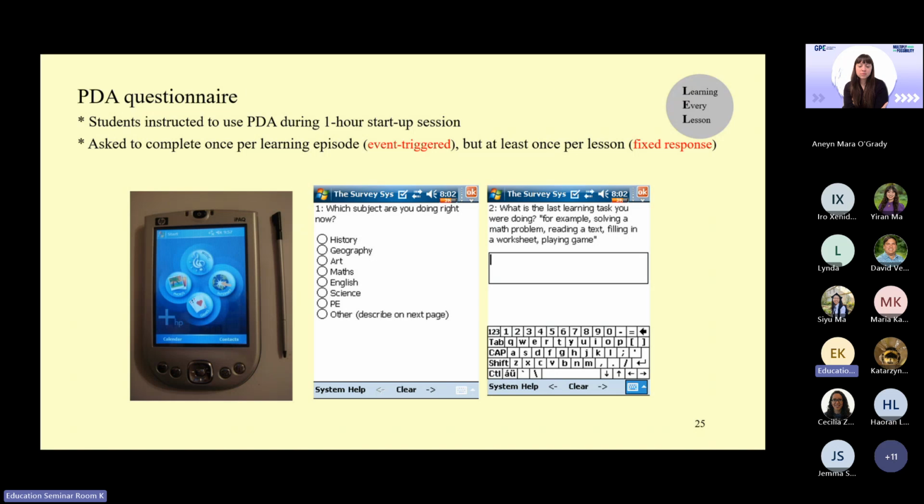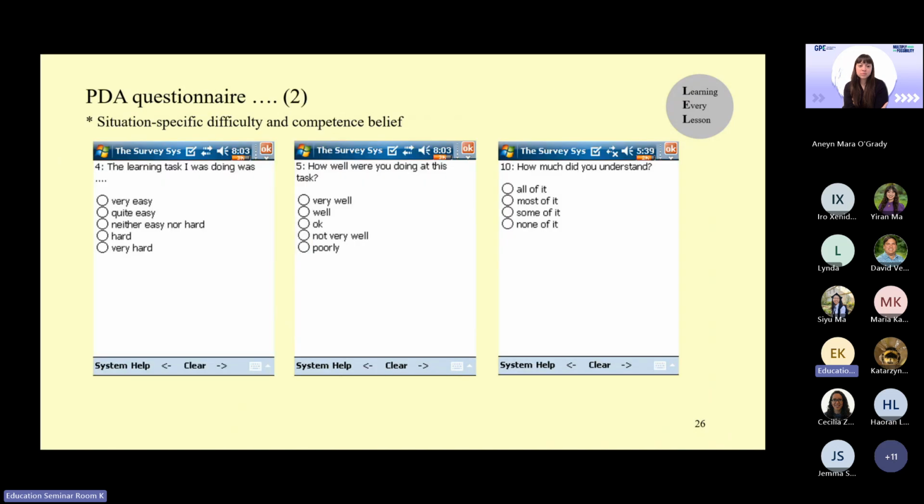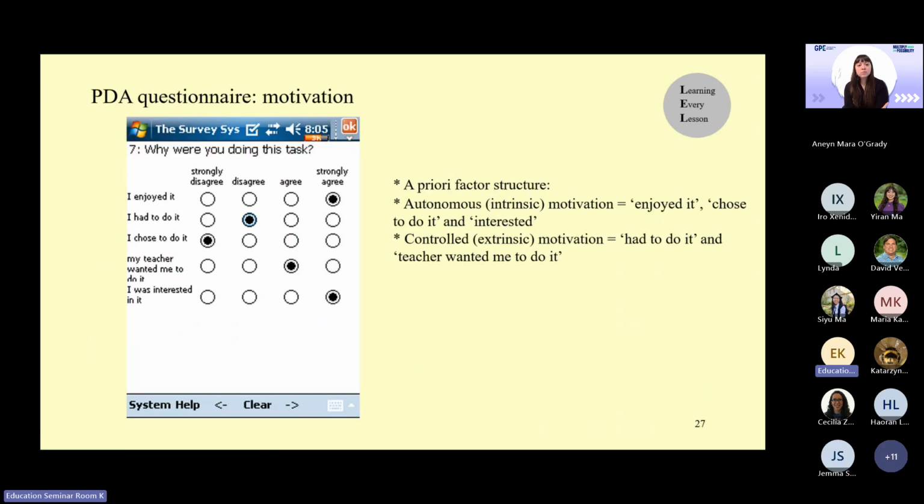And then, what subject are you doing? What was the last learning task? And so on. Here are situation-specific difficulties and competence beliefs. So how the learning task was easy to difficult, how well were you doing, and how much did you understand? These two were combined into competence belief. And then we have the motivation questionnaire. So autonomous and controlled motivation, also called intrinsic and extrinsic motivation.